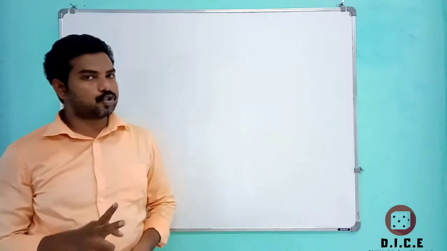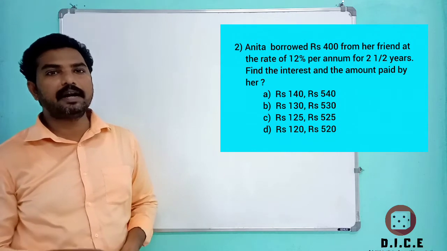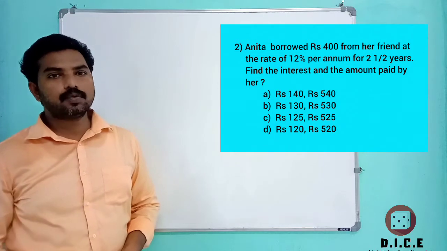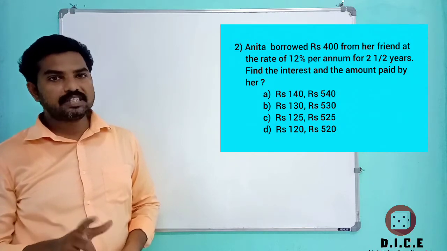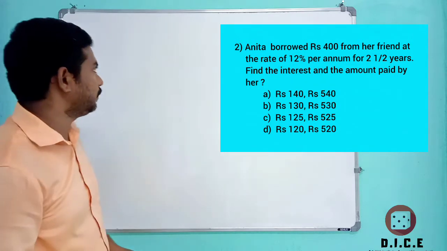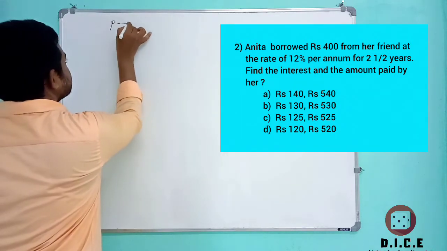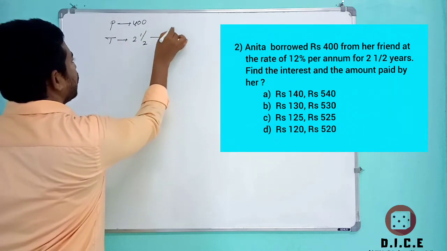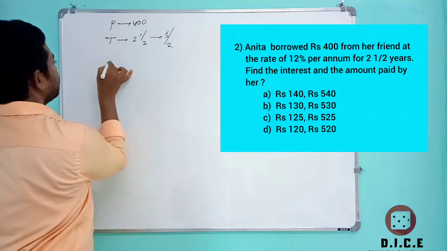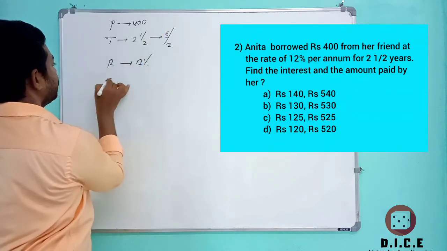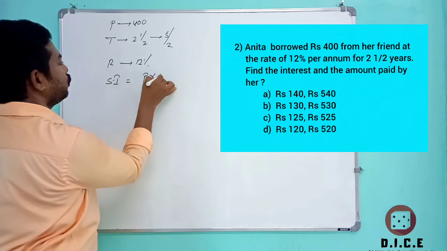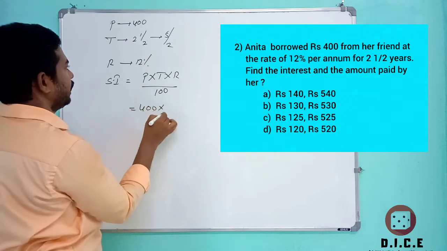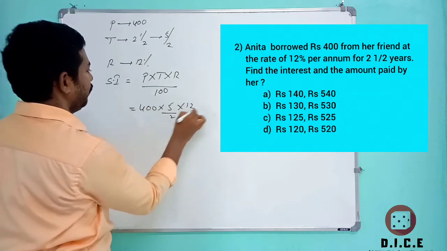If you see question number 2 here, Anita borrowed 400 rupees from her friend at 12% rate for 2.5 years. Now it is asking, after 2.5 years, what is the interest and what is the amount she should repay to her friend? That is the question. Now the given terminology is that principal is 400, time is 2.5 years. This 2.5 can be written as 5 by 2, since 2 2s are 4 plus 1, 5 by 2. Rate is 12%. Simple interest is P into T into R by 100. What is the principal? 400. What is the time? 5 by 2. What is the rate? 12 by 100.